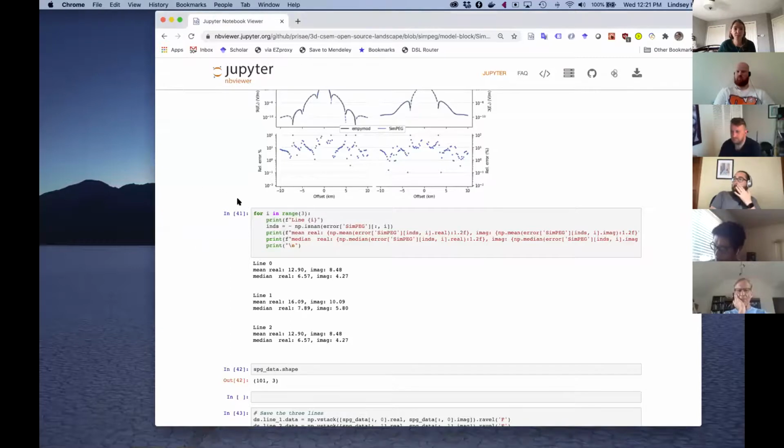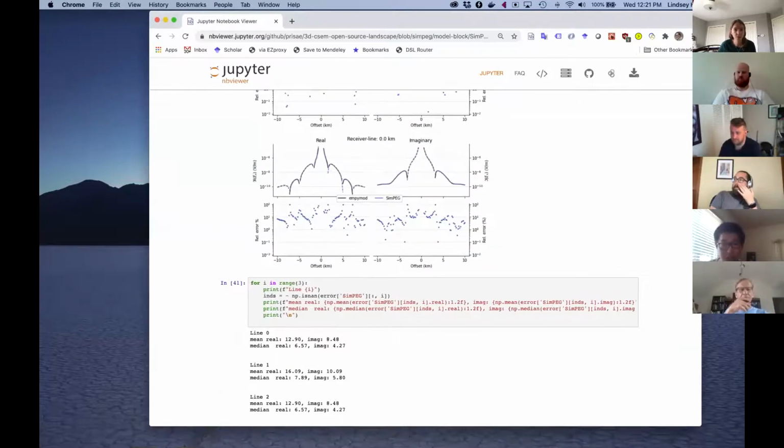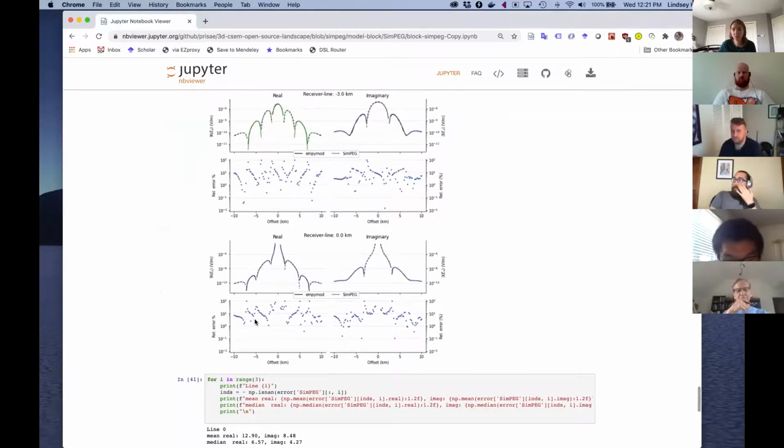Let me just play one more. Actually, this wasn't a bad one. So I think I was able to drive it down a bit further than that. And this is frequency domain, Lindsay, right? Yes, this is frequency domain. And single frequency? Yeah, single frequency.